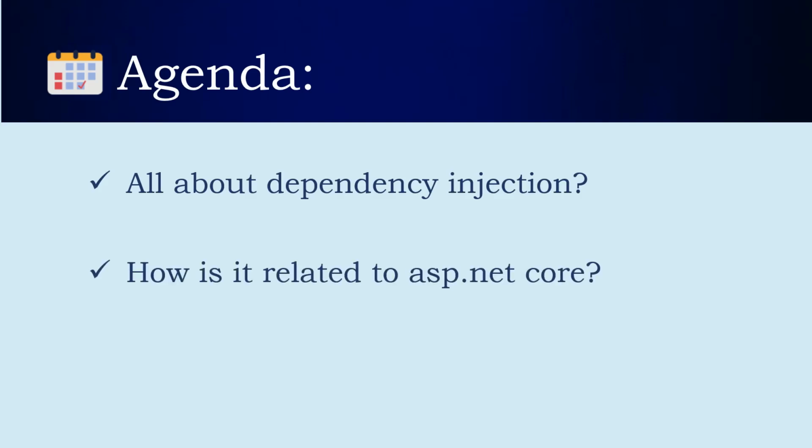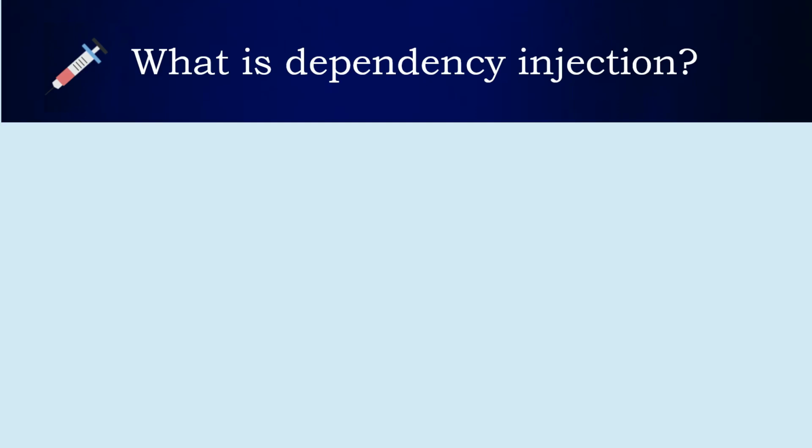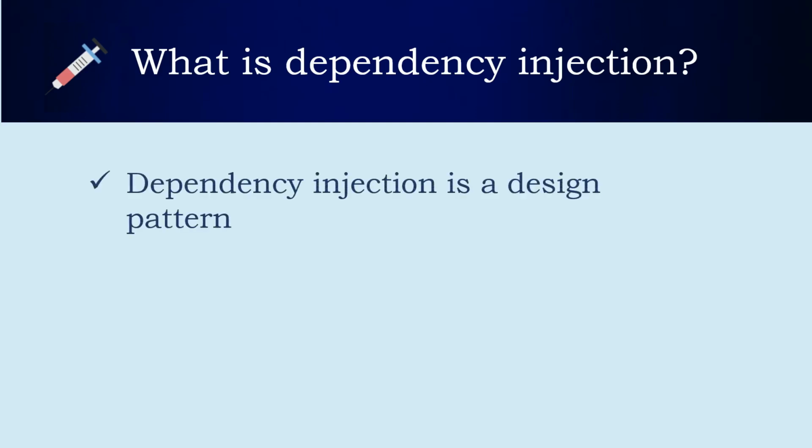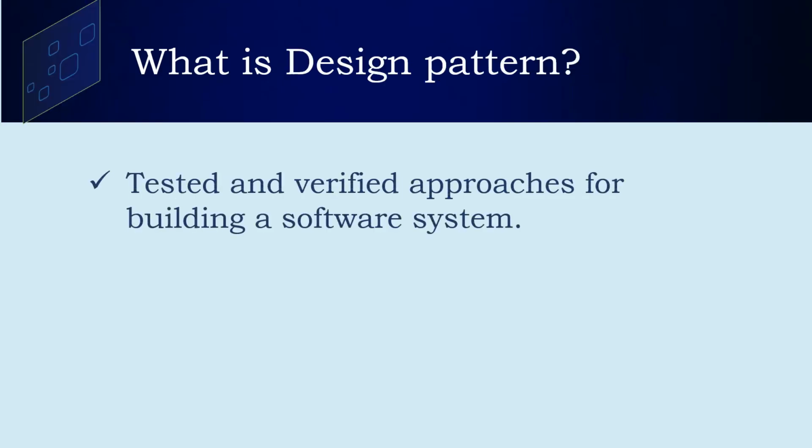Today we are going to understand what is dependency injection and its role in the ASP.NET Core framework. So, what is dependency injection? Dependency injection is a design pattern. Now, what is a design pattern? In a very general sense, we can say these are tested and verified patterns for building software systems. You can even say they are the best approaches for building a software system.